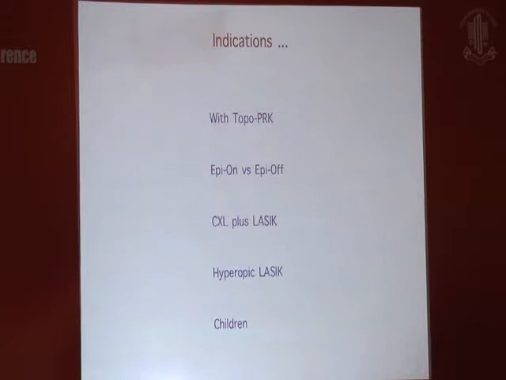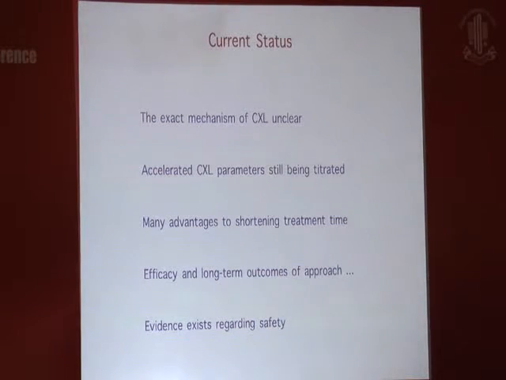I've already alluded to the controversy between epi-on and epi-off, and another version is what is called CXL plus LASIK or LASIK extra, where after you do your standard LASIK procedure, you expose the stromal bed to riboflavin for 1.5 minutes and then flash link for a further 1.5 minutes, hoping that you can reduce the risk of ectasia, particularly in predisposed eyes. Studies are also undergoing with hyperopic LASIK, which traditionally has extensive regression, to see if cross-linking can freeze the cornea after LASIK and prevent this regression. In children, we are doing it, although there are debates still ongoing on that.